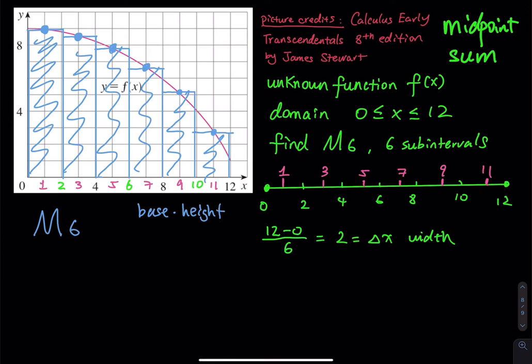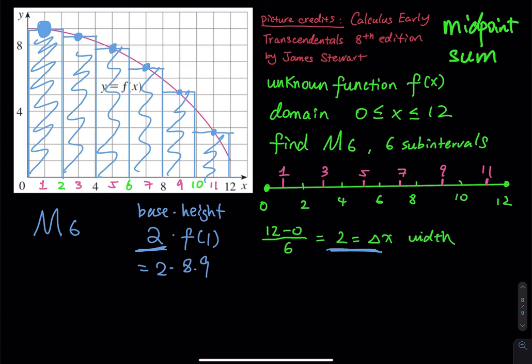So let's take a look at the first rectangle, the one on the left. The base is equal to 2. That is my delta x. So this 2 is right here. That is the delta x. And then how tall is that? The highest point of the rectangle is right here, right? See the big blue point? So that is when x is equal to 1. So you have f of 1 then. So when x is equal to 1, the y value is approximately equal to 8.9. So that is 2 times 8.9.